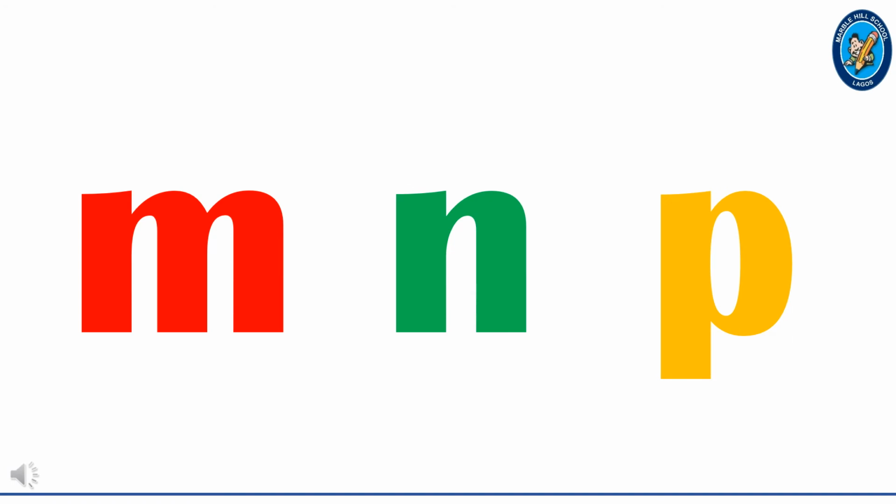The fourth set of sounds are M, N, and P. And if you pronounce these words, you will see that in some cases your lips are together and your tongue is at the roof of your mouth.